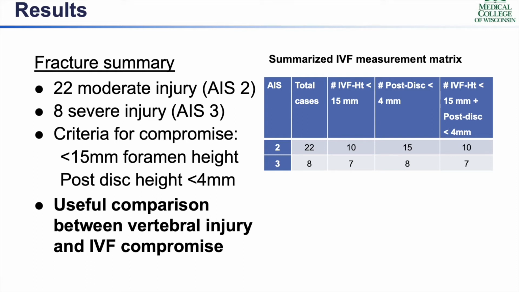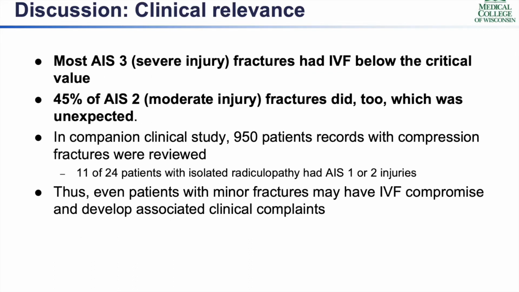From the table, we can observe that 10 of the 22 moderate injury cases had foraminal compromise, which was a significant number. So what does this study tell us? First of all, there was no big surprise that most of the severe injury cases had IVF below the critical value. The surprise was that 45% of the moderate cases did as well. Certainly, we were not expecting that phenomenon.